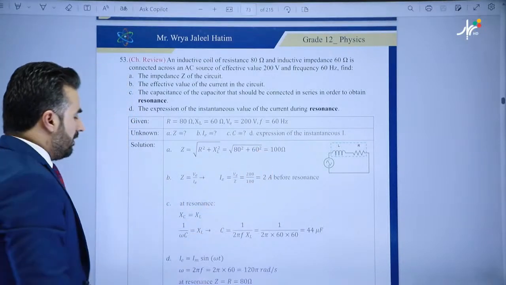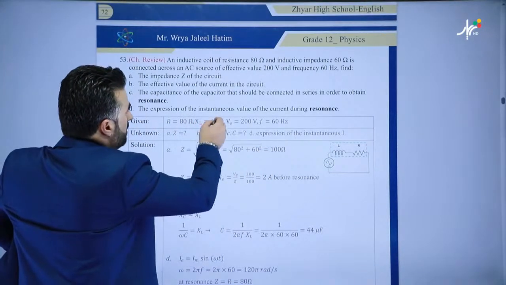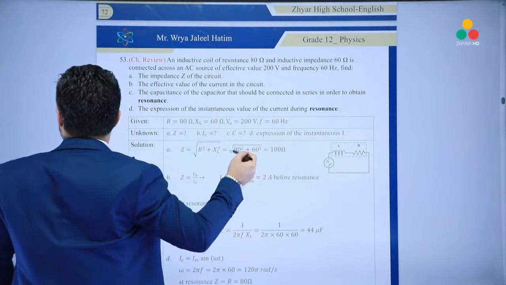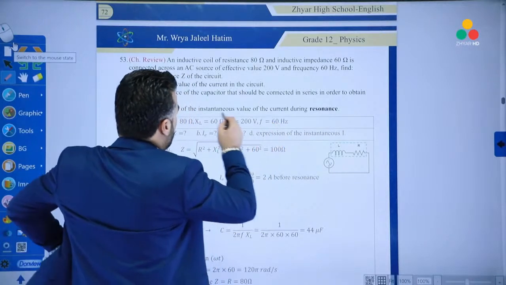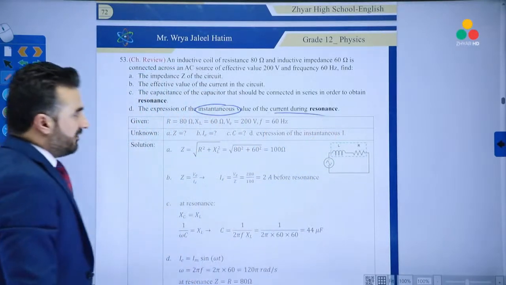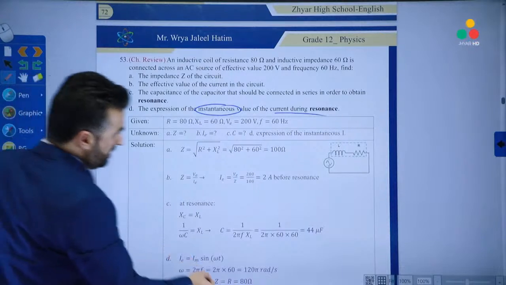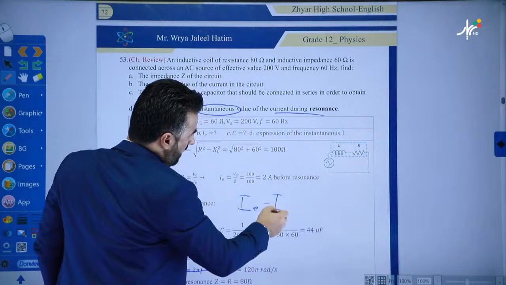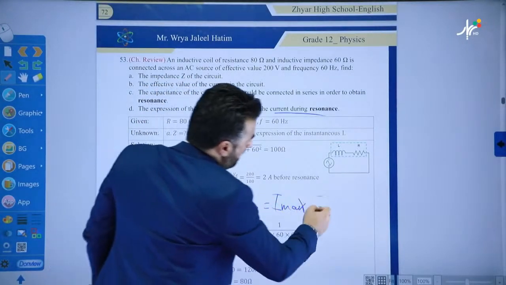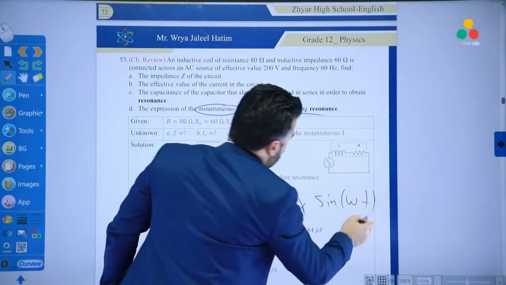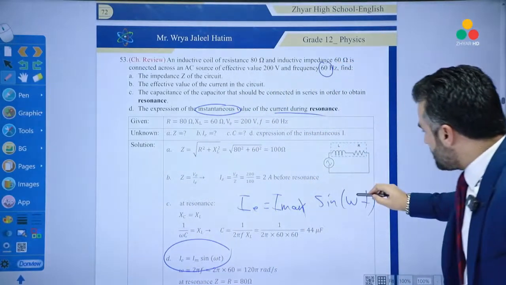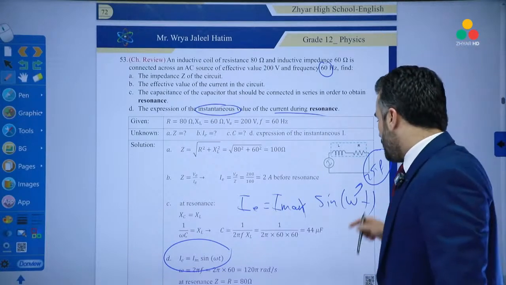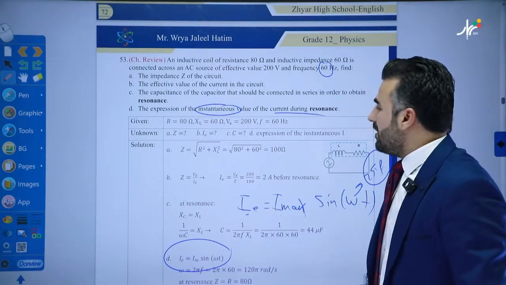Now I want to take a look at this point here. It says the expression of the instantaneous value for the current. So what do we want? We want the instantaneous value of current during resonance. For that we have this equation: i equal to I maximum times sine omega t. Clearly you have the frequency of the circuit, so you can easily find omega, that is 2 pi f. The t we'll write the same. But what about I effective and I maximum here?